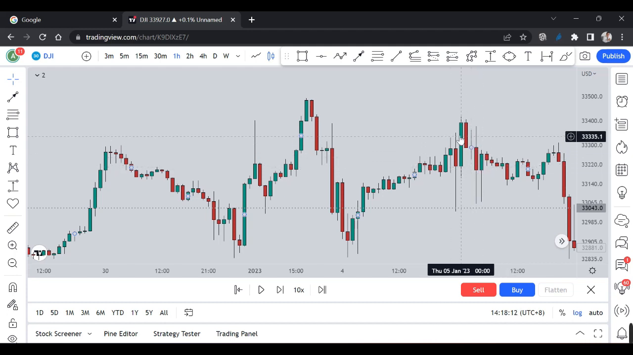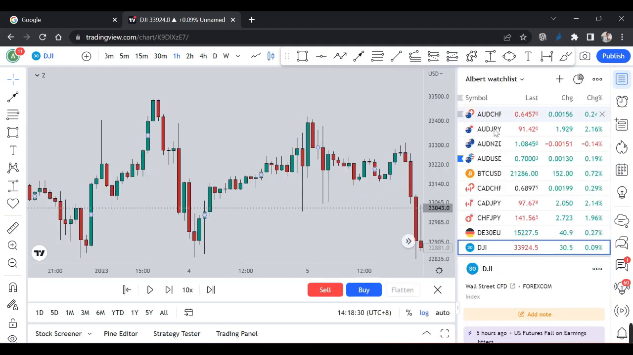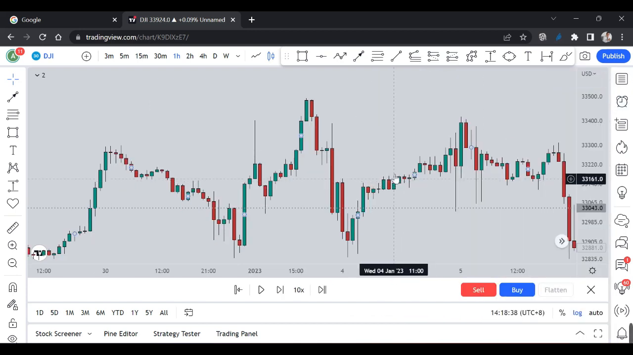Of course, there is a disclaimer I need to let you guys know, because most of the time, if like me you're using TradingView, we have a lot of different data providers or chart providers, and the charting will be different. So far, I'm using DJI from forex.com as my data provider.